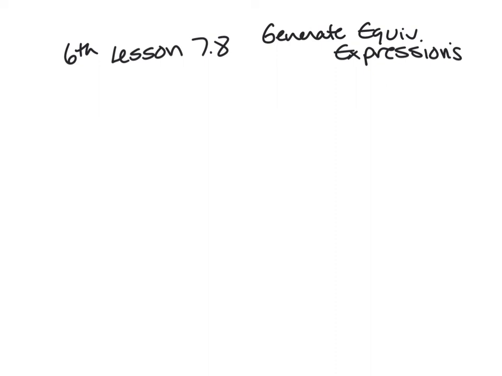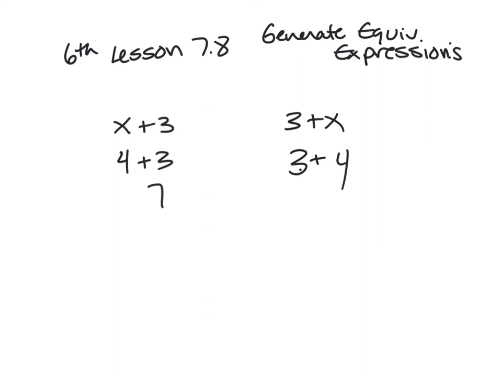So let's get started. They talk about equivalent expressions, meaning expressions that will come out equaling the same thing. For example, if I have x plus 3, that's the same as 3 plus x. I can prove that by choosing a number for x. Let's say I choose 4 and plug it in for x on both of those expressions. 4 plus 3 is 7. And then 3 plus 4, of course, as you know, is 7.